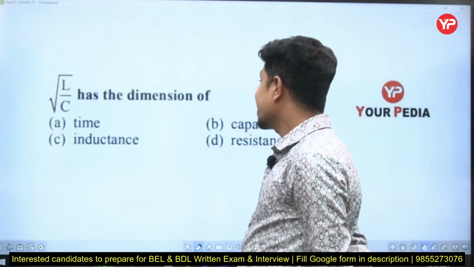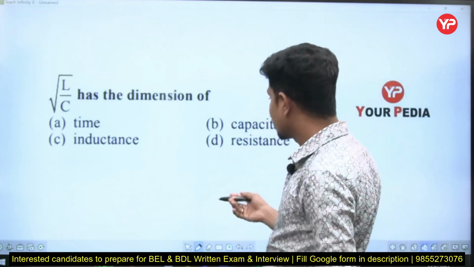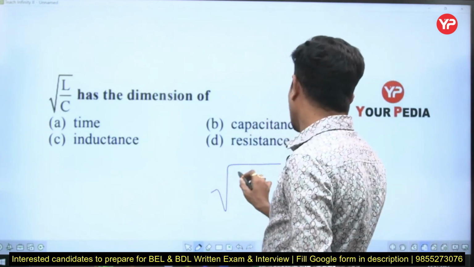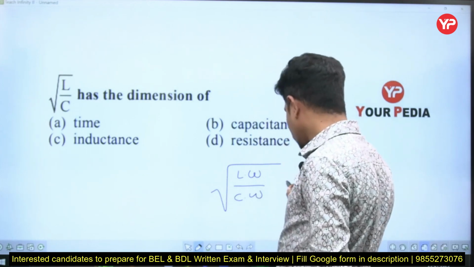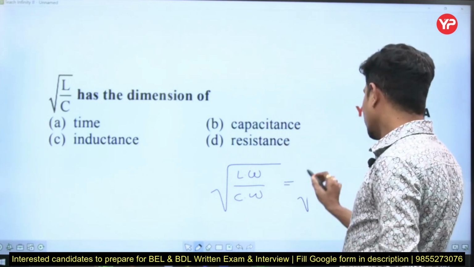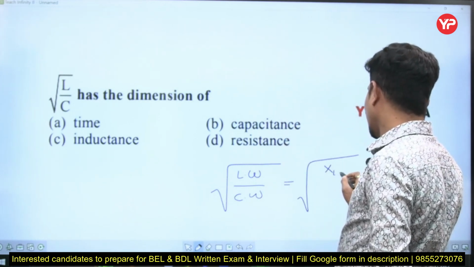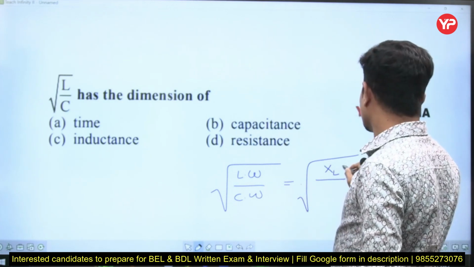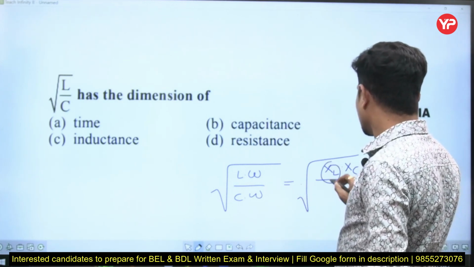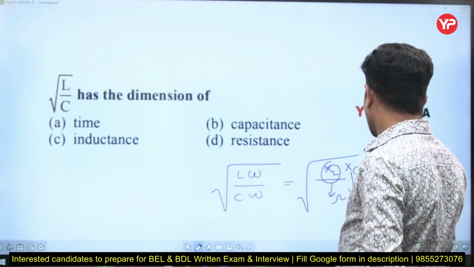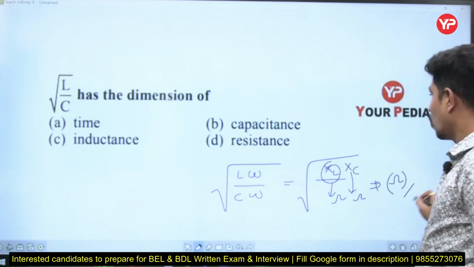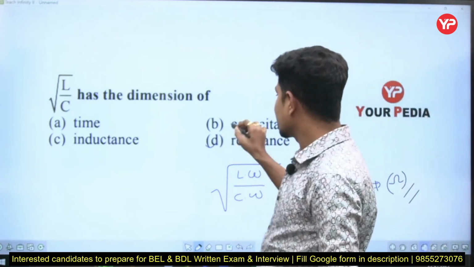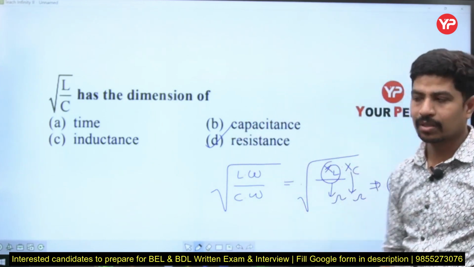Under root of L by C has the dimension of, yes, under root of L multiplied with omega. Here also you have to multiply with omega, therefore the value is not going to change. Therefore this is XL. This, 1 by omega C, will be XC. This is in ohms. This is also in ohms. Under root of ohm into ohm is ohm square. Its units are ohms. Ohms means what? Resistance, right?